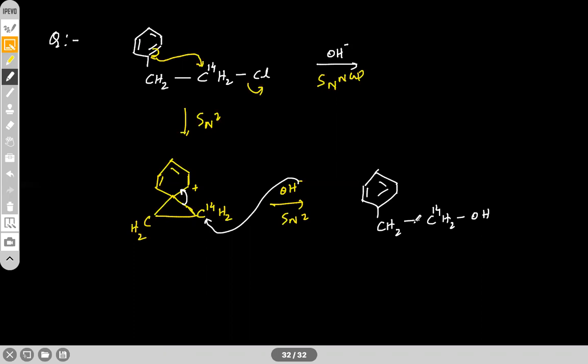Sir, could you please explain the yellow step again, sir? See, it attacks onto this. You will get a three-member ring in this zone. Okay. Three-member ring, and this may attack onto this. This goes up and will get the structure. But you see here, the possibility of OH minus is equal to attack onto this carbon also, because both are equivalent. Yes, sir. So the other product for this is this one.